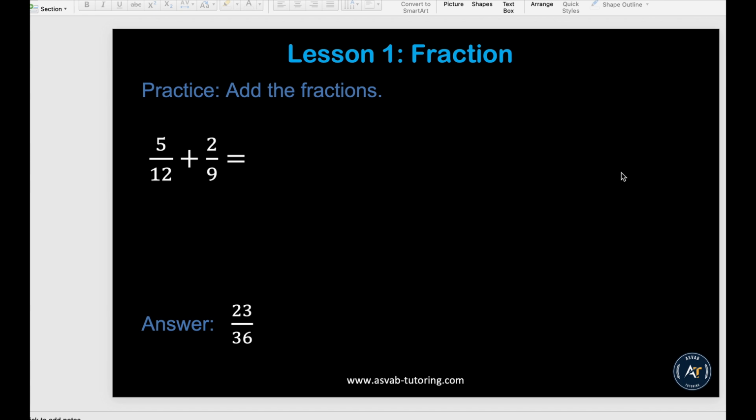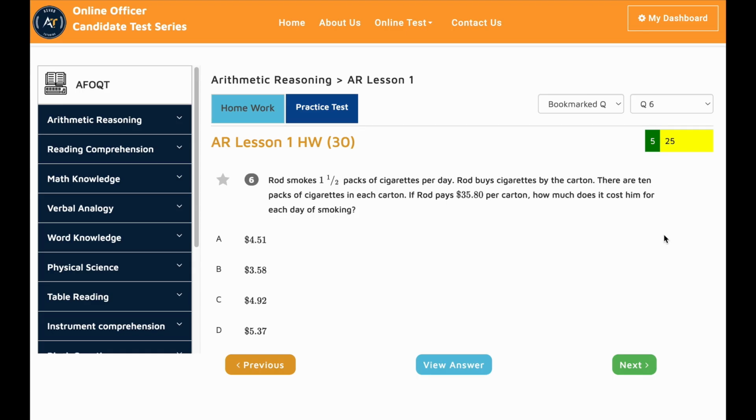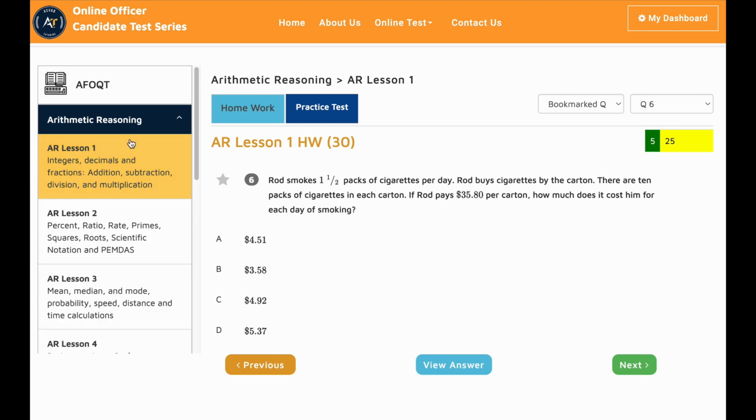And then we go over to the website to do practice. After we go over all these basic math operations in a one-on-one tutoring session, we move to the website to practice the homework problems. You can see here in the arithmetic reasoning lesson 1, all this homework. So we have the homework here, all the word problems you can practice one by one. We go over them with the student to make sure the student knows every single thing on this website.